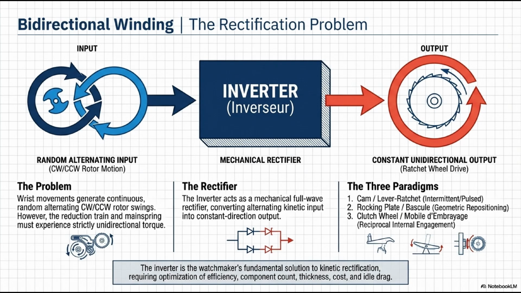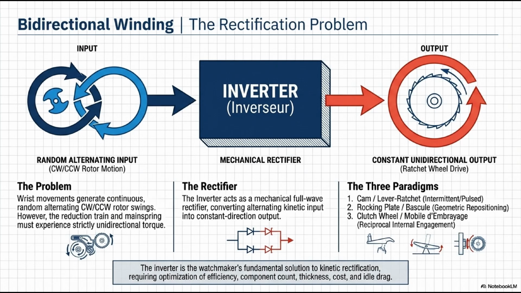However, on the output side, the delicate reduction gear train and the massive mainspring must experience strictly unidirectional torque, or the watch will destroy itself. How do we solve this? We insert a mechanical rectifier, known in horology as the inverter, or inversor. The inverter acts exactly like an electrical full-wave rectifier diode bridge. It takes alternating, chaotic AC kinetic input and mechanically forces it into a smooth, constant direction DC output.